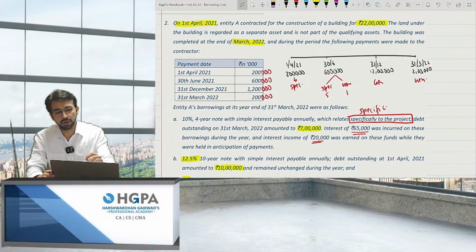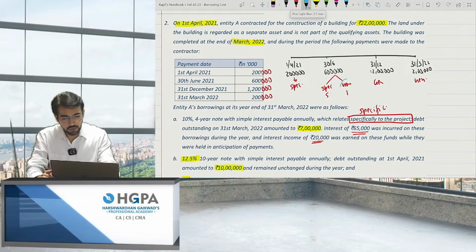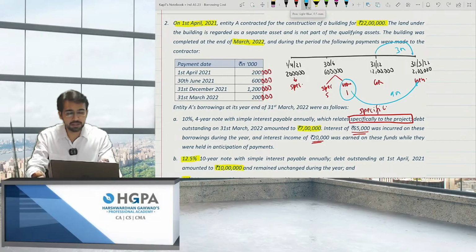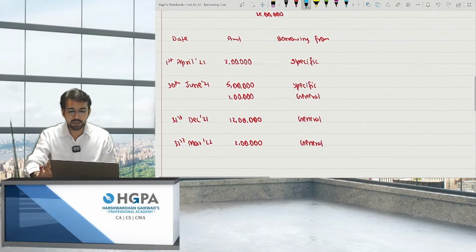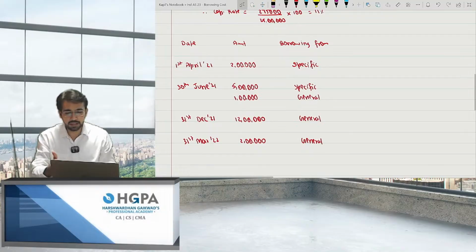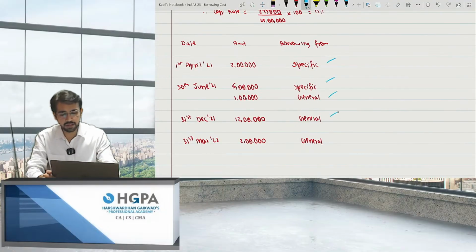See, you have to count the number of months first. For this 1 lakh, from 30 June to 31st March, it comes to 9 months. From 31st December to 31st March, it comes to 3 months. And the last date is 0 months, right? You don't have to calculate the interest on these dates because on specific the amount is directly given to you. So I can explain the answer over there. I've given the dates and from where you have started the borrowing, specific, general, right? I've already explained on the number line.